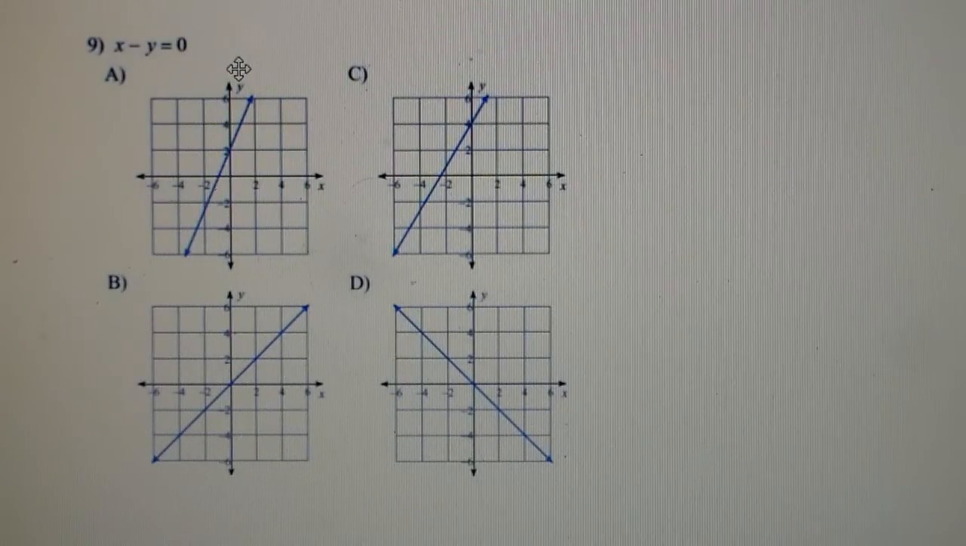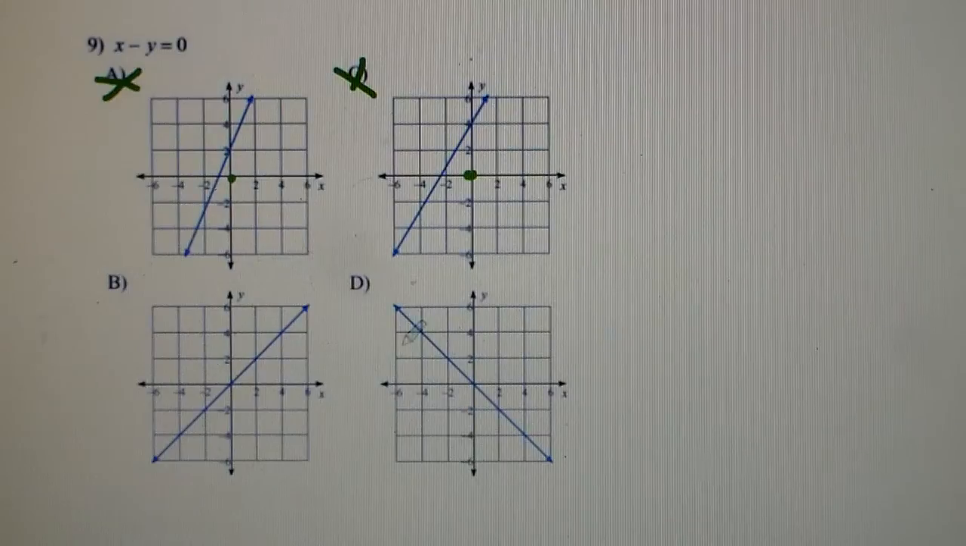However, one thing that we could do to help each other out is that we know it crosses at 0. So we know for A it doesn't work. C it doesn't work because it's not crossing at 0. It's supposed to cross at those. B it crosses at 0, and D it crosses at 0.